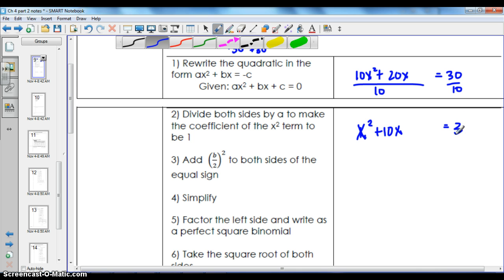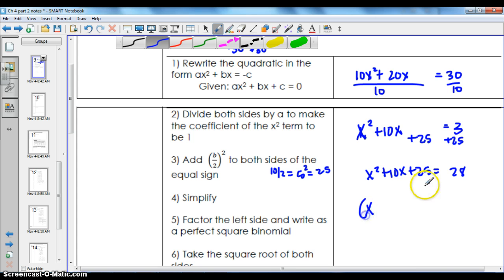So next, what we're going to do is come up with our magical number, the number that we want to put in here, which is b divided by 2 squared. So 10 divided by 2 is 5, and 5 squared would be 25. So that's our magic number that we're going to add to both sides. So we have x squared plus 10x plus 25 equals 28. So we've simplified.